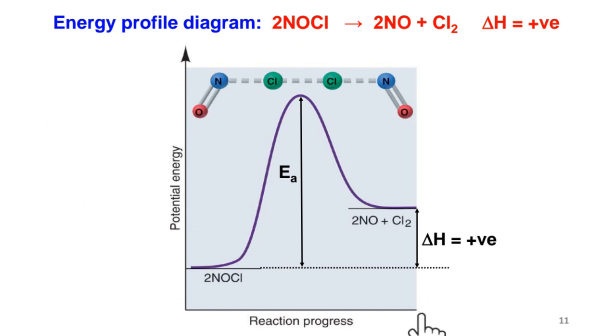The reactant nitrosyl chloride has a certain initial energy. In order to form products, energy is absorbed. Activation energy is the minimum energy required for the reactant nitrosyl chloride to be converted to product. The energy of the activated complex must be overcome, thus the reaction is endothermic.